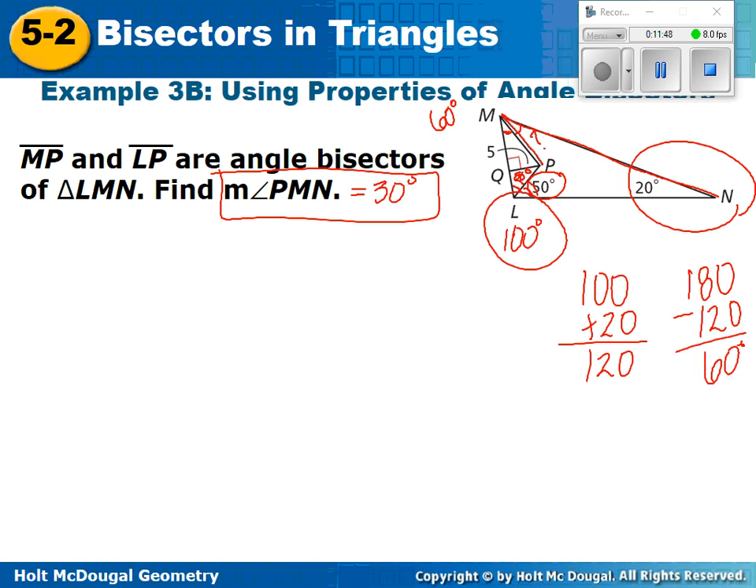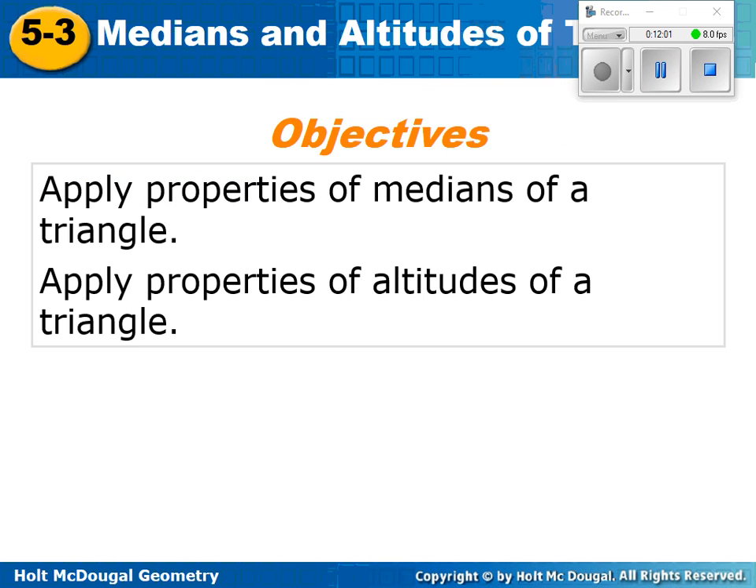And 5-3 is where we're going to pick up with those other 2 points of concurrency. So we've learned 2 so far. We're getting ready to learn 2 more. And I'm going to start a little acronym going over here that's going to help us in the end. So far we've learned circumcenter and incenter, right?